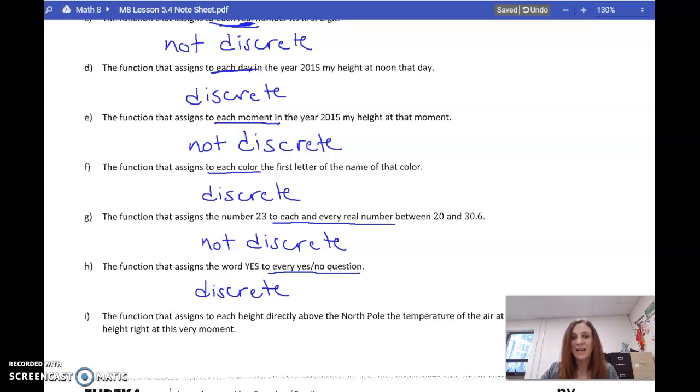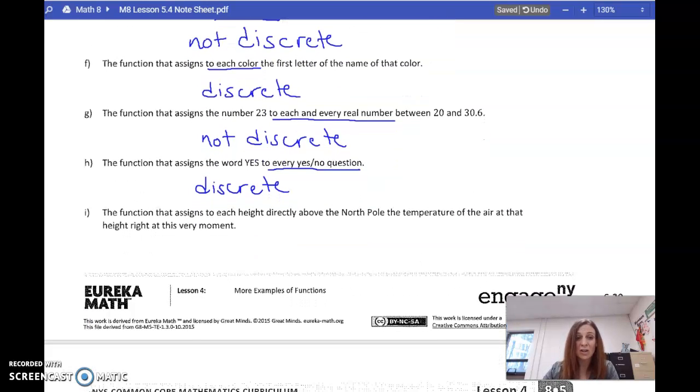And a function that assigns to each height directly above the North Pole, the temperature of the air at that height at this very moment. So, let me try that again. To each height, well, remember heights, you're not going to go from 5 feet to 6 feet, right? You can be 5 feet, 3 inches, 5 feet, 11 inches, so that's not discrete.